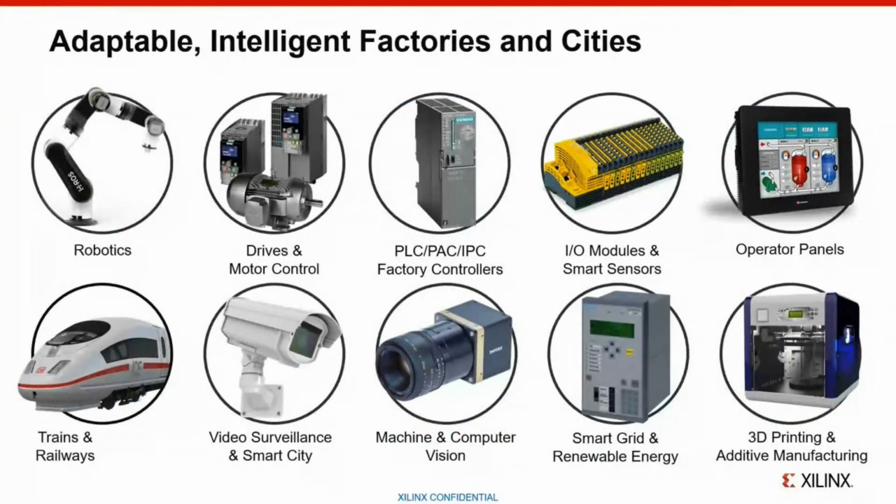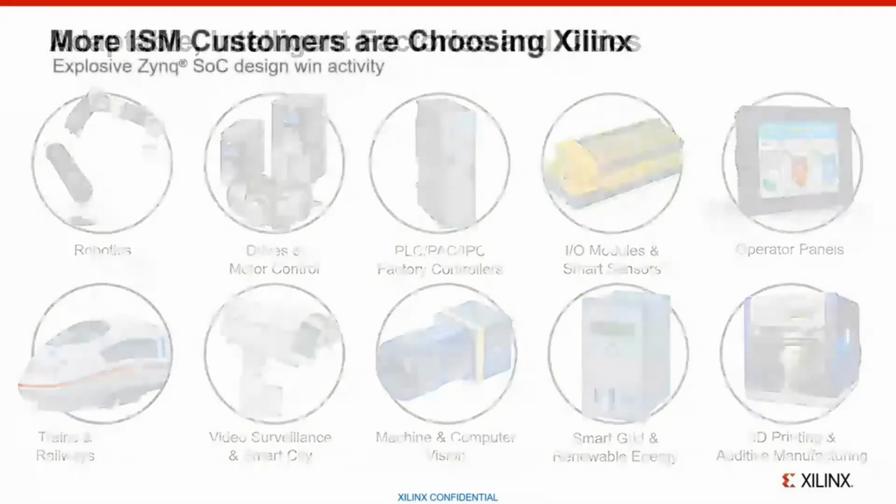Xilinx is also focused on adaptable intelligent factories and cities. So starting from robotics to control drives to PLCs, IO modules, graphics for panels. In the railway segment, a lot of focus on surveillance, video, security, vision market. So these are some of the key markets in the industrial segment that Xilinx focuses on.